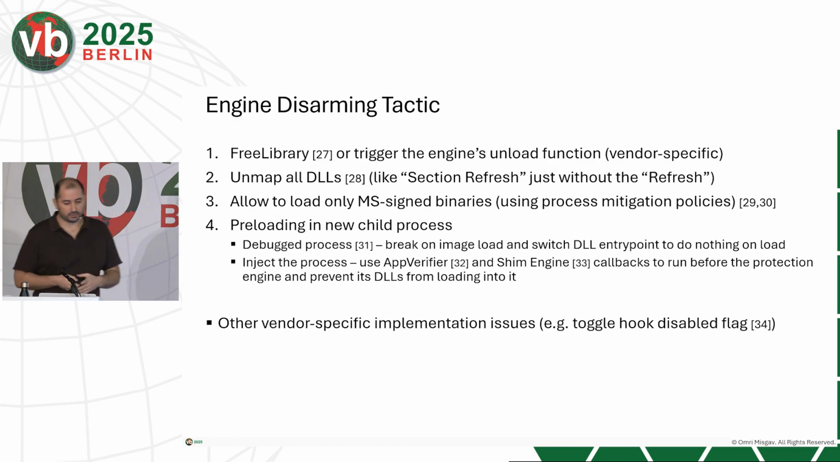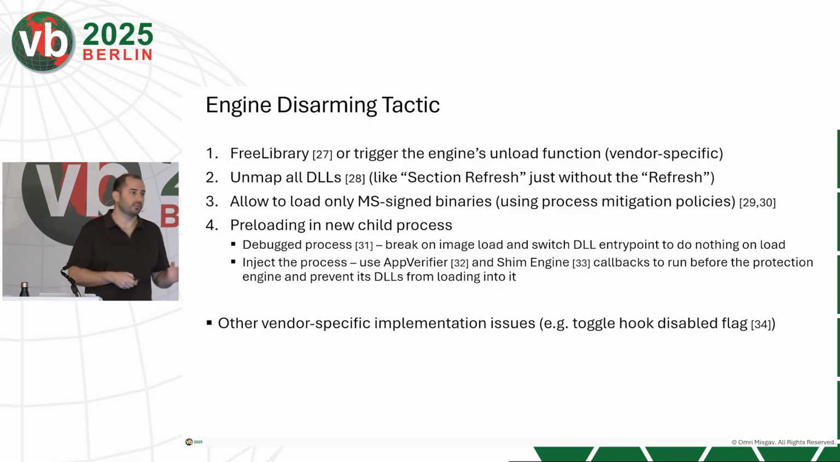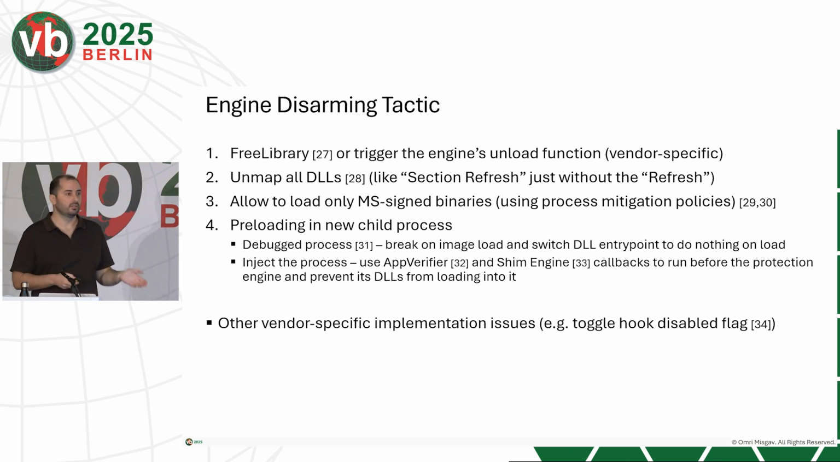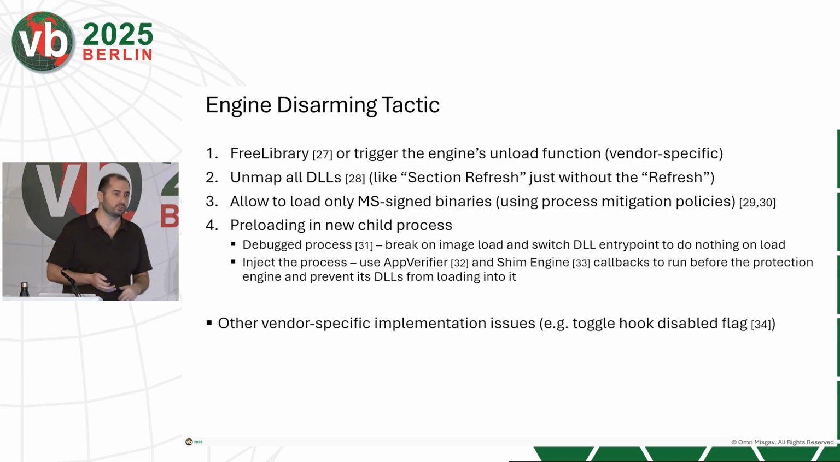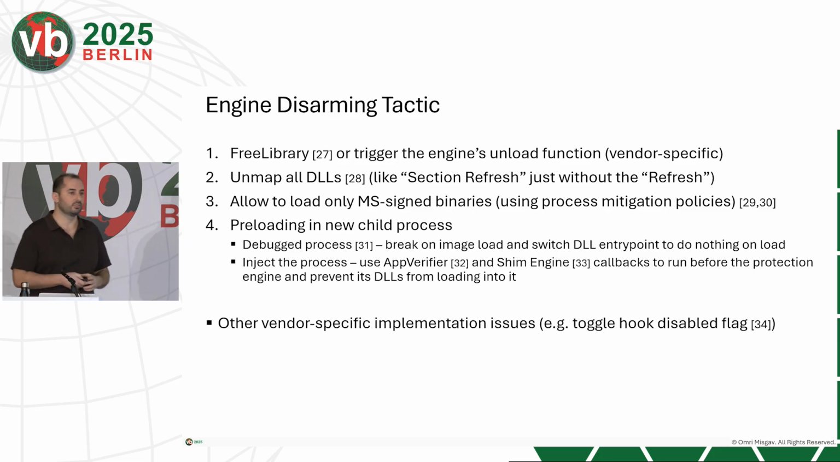All right. So the last tactic here that attackers use is called engine disarming. If we try to disable the hook, evade the hook, or go through it, right now the attackers will go through a different approach. Why not just disable the entire engine in user space, the entire DLL that is loaded into the process? They can do that by either calling FreeLibrary, or triggering the engine's specific unload function. Some vendors do support it for uninstall purposes.